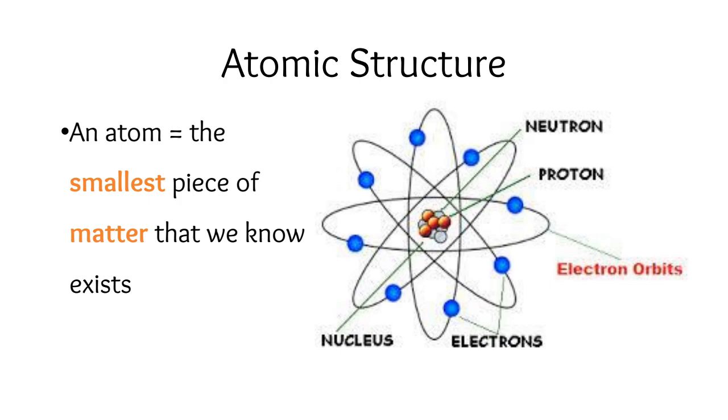So remember, we've already talked a little bit about the atomic structure. We have 3 subatomic particles, okay? And those subatomic particles are protons, neutrons, and electrons. So remember, protons and neutrons are located in the nucleus, and the electrons are located in the electron cloud, where it's most likely that you're going to find an electron.